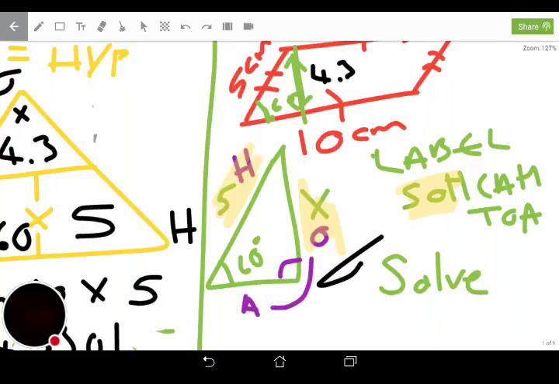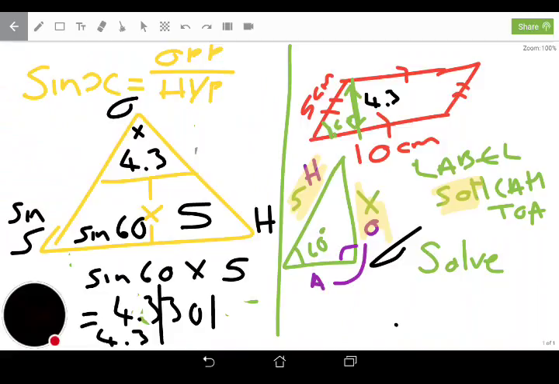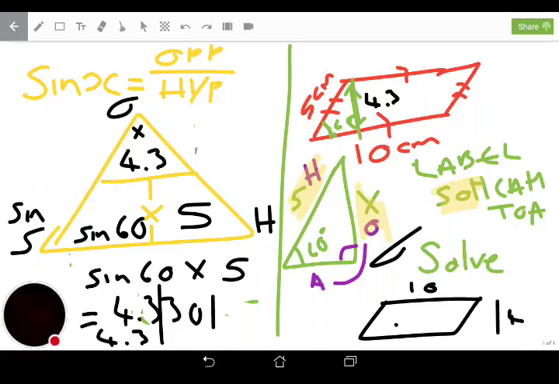So if I'm going to work out what the area of my parallelogram is going to be, let me redraw my parallelogram here. We know that the base is 10 and we know that the height is 4.3. So 10 times 4.3 is going to give us 43 centimetres squared. Okay, I'll just give you a moment to copy that up.